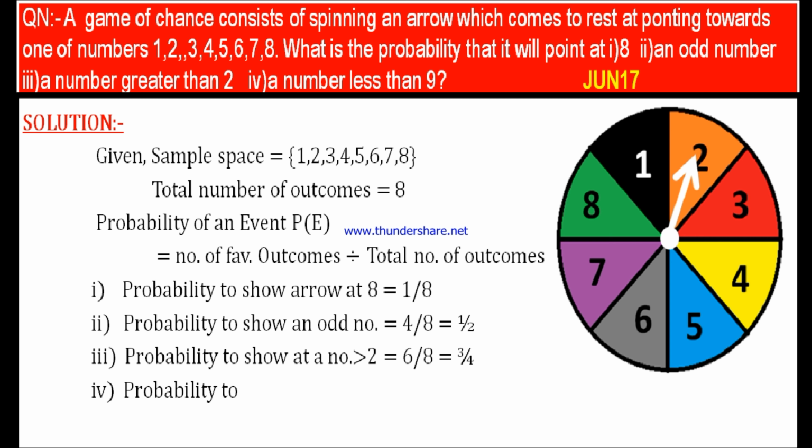The fourth bit, the probability to show a number less than 9. Now all the numbers are less than 9. Therefore, there are 8 numbers less than 9, that is 8 by 8, which is equal to 1.